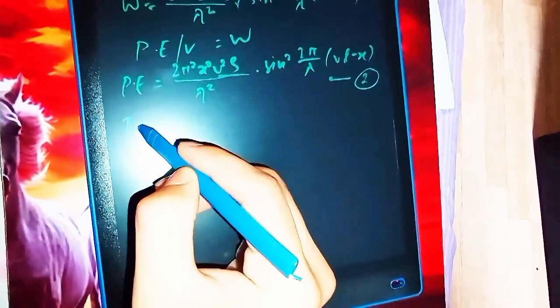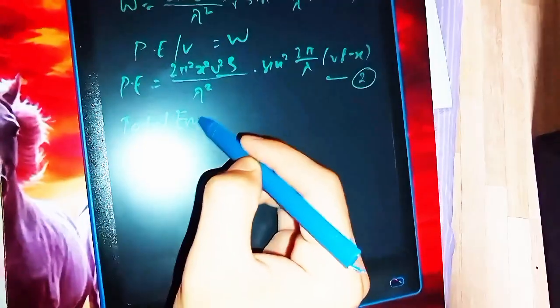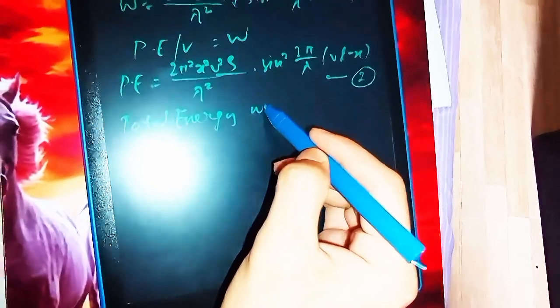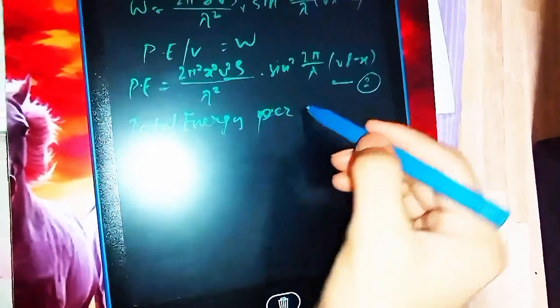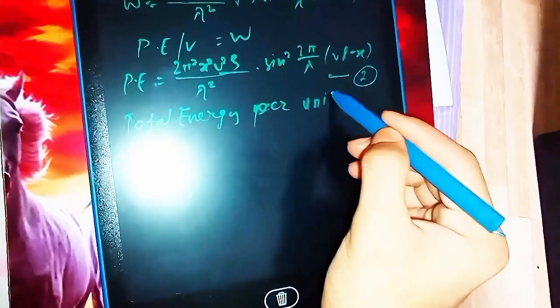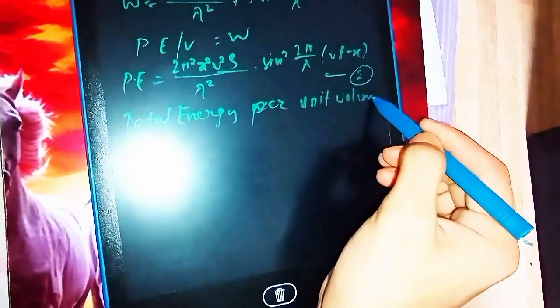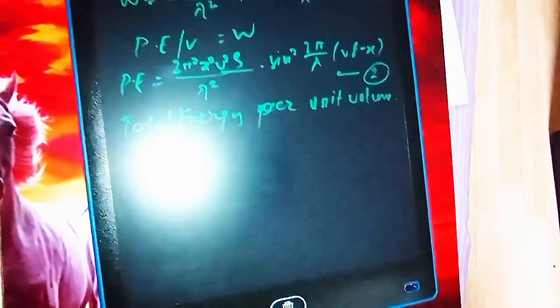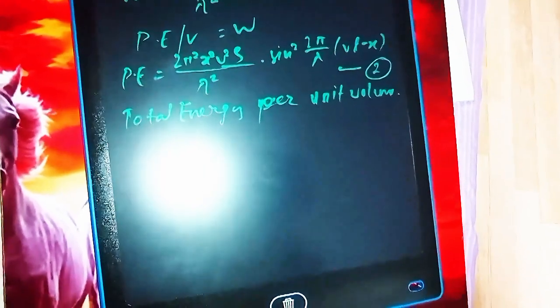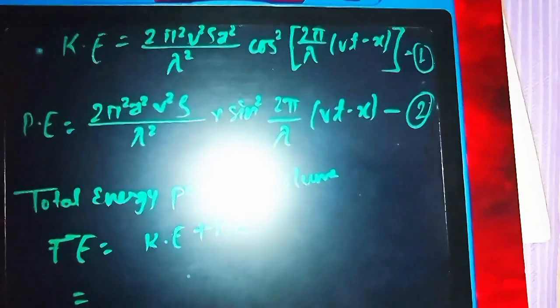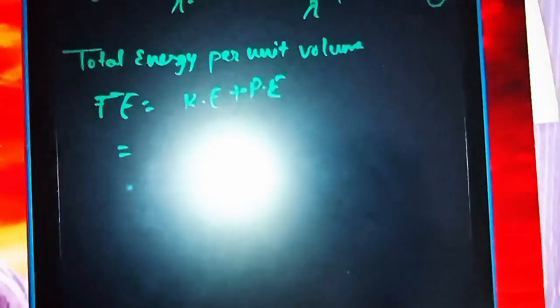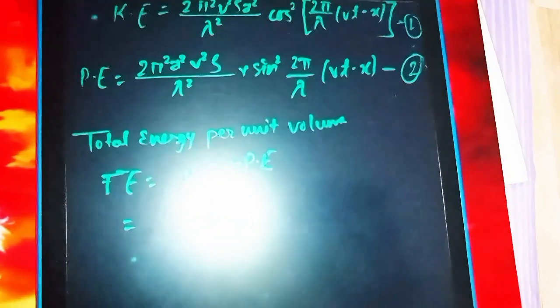Now total energy. We are only talking about per unit volume; its volume is unity. We already derived kinetic energy in equation number 1, so we have already derived equations 1 and 2. So total energy will be the sum of kinetic energy and potential energy.